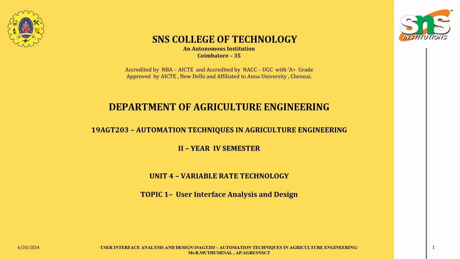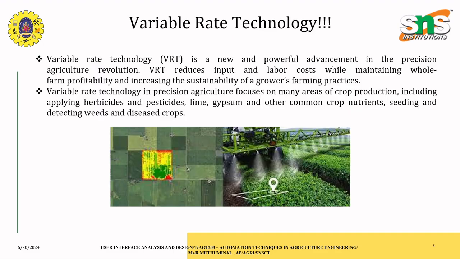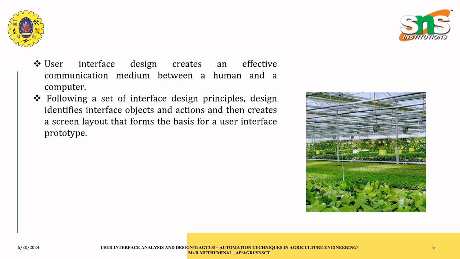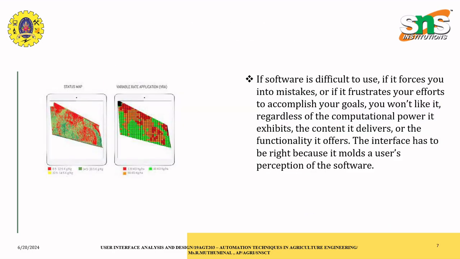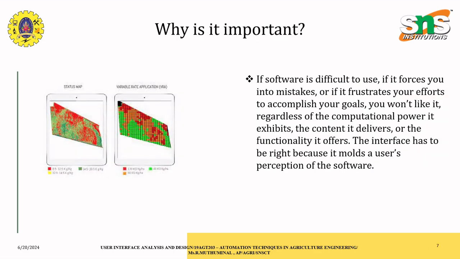Before going into the session, let's have a small recap of what we have seen in the previous class. We have seen about variable rate technology, how it works and how it is involved in increasing farm profitability. Also, we have seen what user interface design is and why it is important. Today we'll see how this user interface design could be developed.